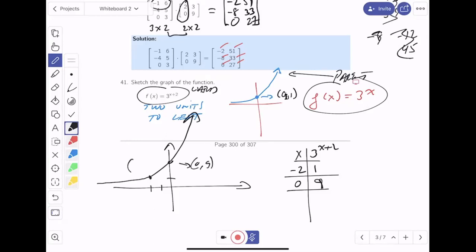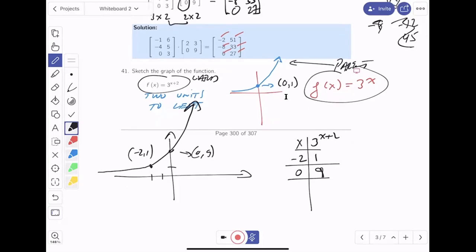And this is over here. This is going to be the point minus 2, 1, shifted 2 units to the left. Sorry about my confusion there. It happens sometimes. I doze off or something.